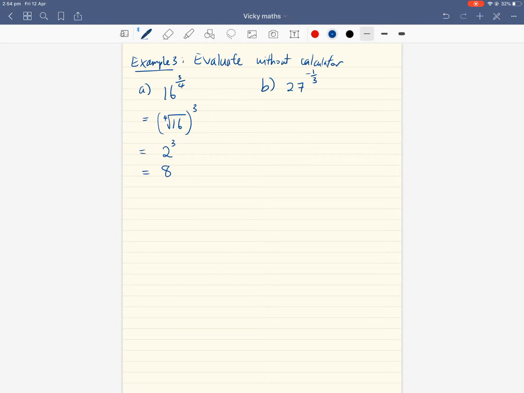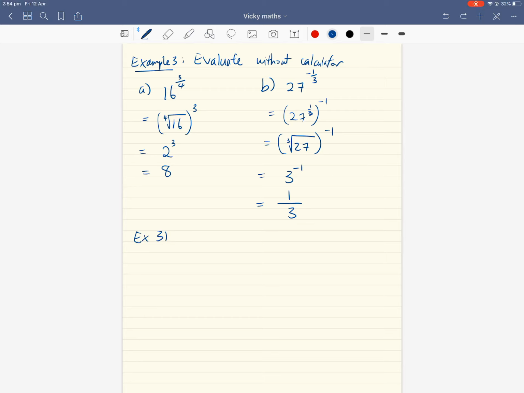27 to the -1/3. Let's leave the negative alone, and we'll do the 1/3 first, because technically this is 27 to the 1/3, all to the power of -1, because power of a power means I multiply. 27 to the 1/3 means it's the cube root of 27, all of that to the power of -1. So the cube root of 27 is 3, to the power of -1. Anything to the power of negative means it's 1 over that number. So we have 1/3.